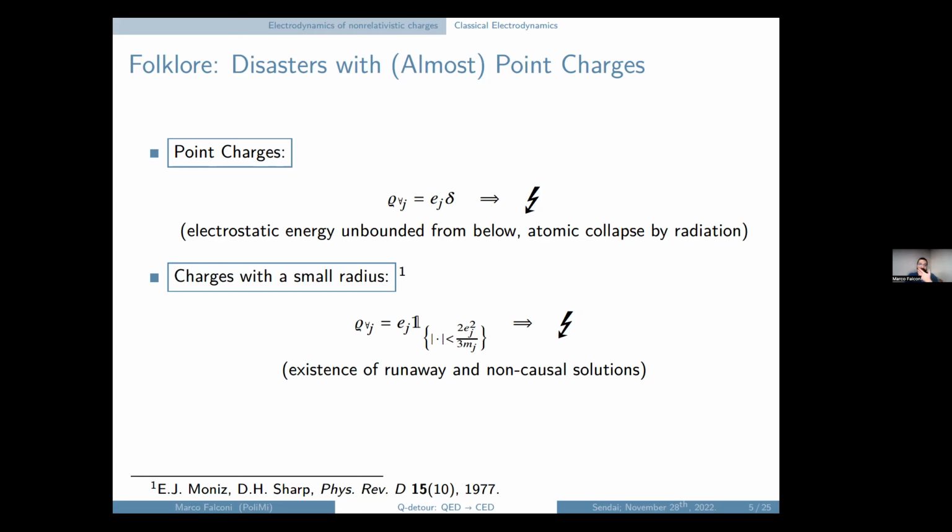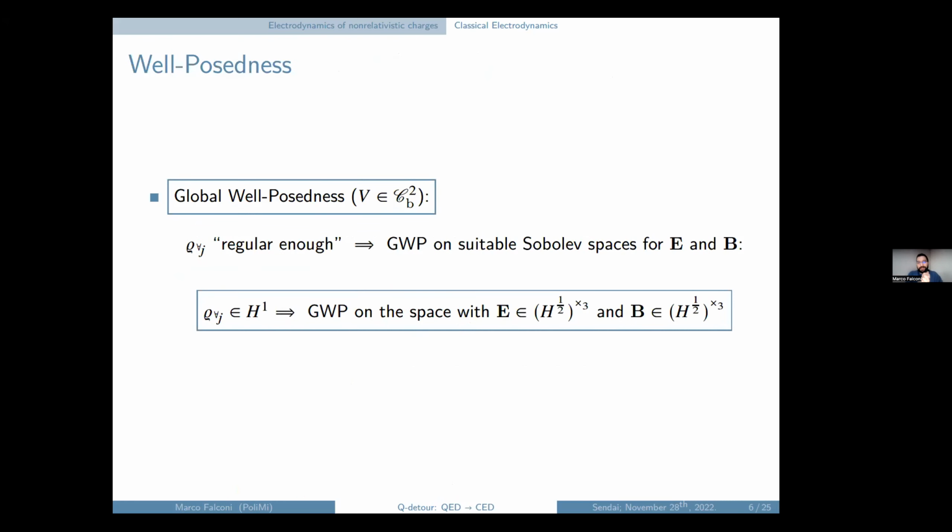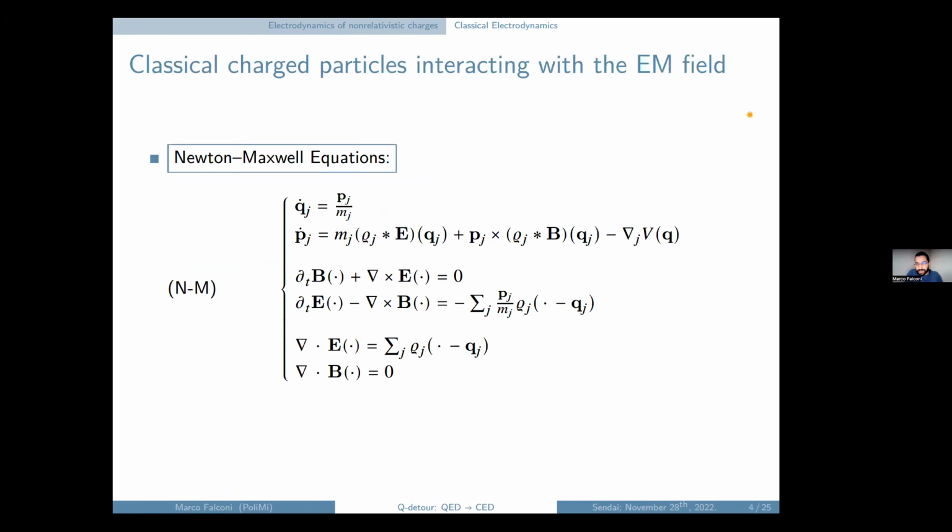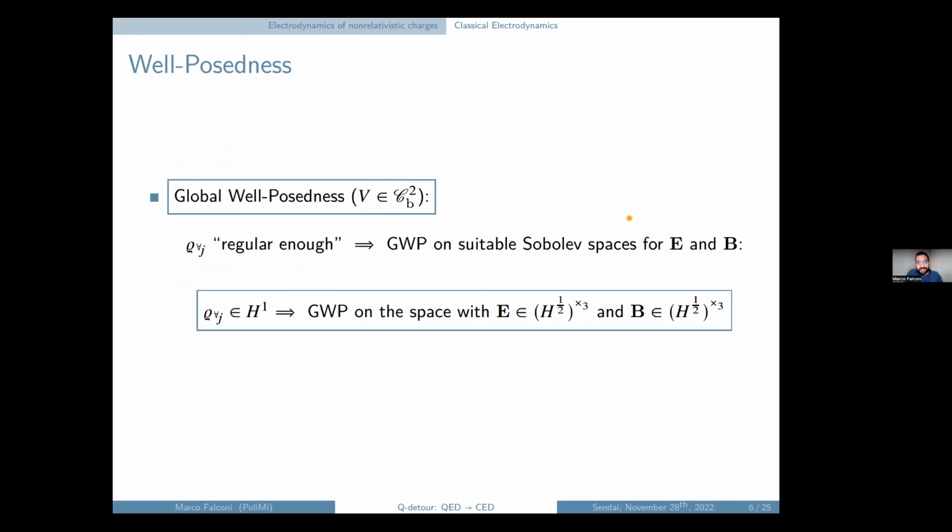Anyways, even if there are these problems, especially in the physical interpretation, we can state a result of well-posedness for these Newton-Maxwell equations that I showed you. So we are taking the potential V, the electrostatic potential, to be nice enough. So we take it two times differentiable with continuous derivatives, continuous and bounded. This is just because of the mathematics. Well, one could maybe relax this assumption a little bit, but it's not really necessary.